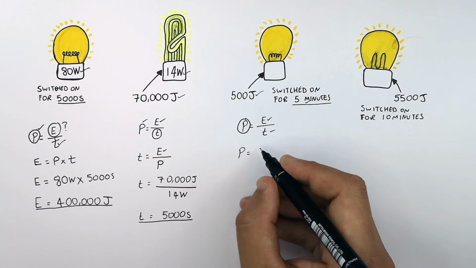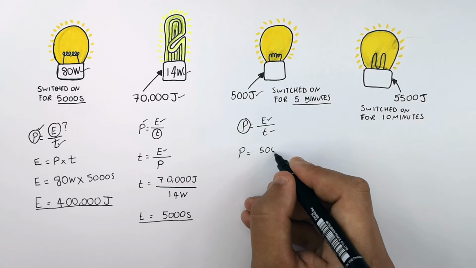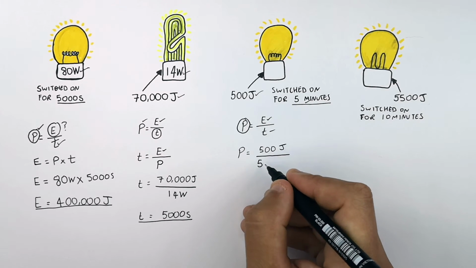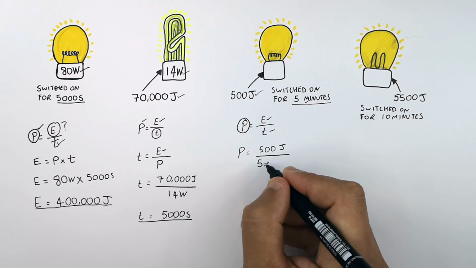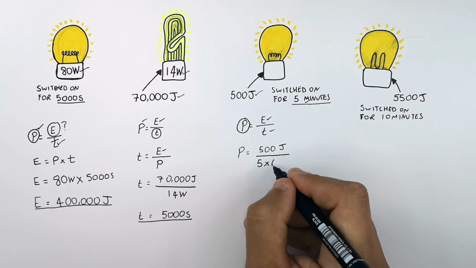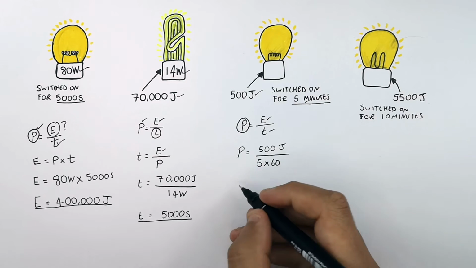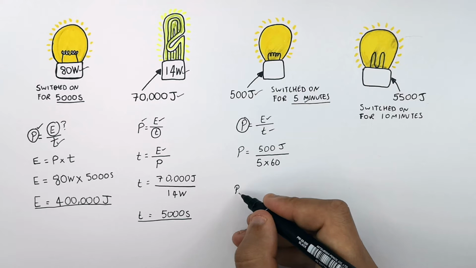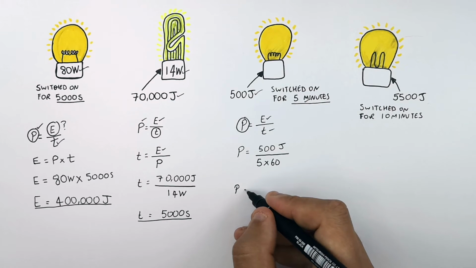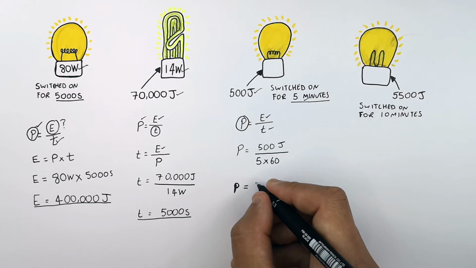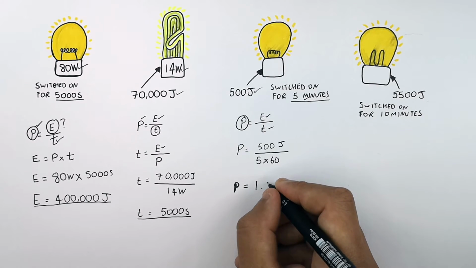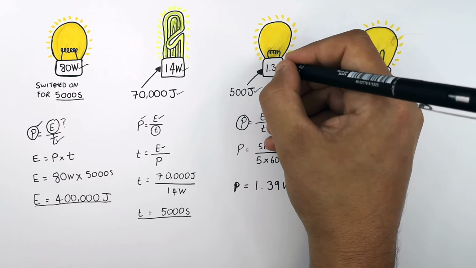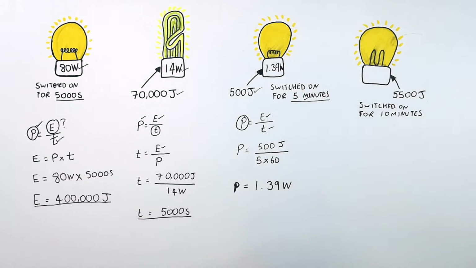So P equals 500 joules, the energy transferred, divided by the time, which is 5 minutes. But you don't use 5 minutes, we must convert 5 minutes to seconds. So that's 5 times 60 seconds, which gives you P equals 500 joules divided by 300 seconds, which gives you a power rating of this light bulb of 1.39 watts. So P equals 1.39 watts.